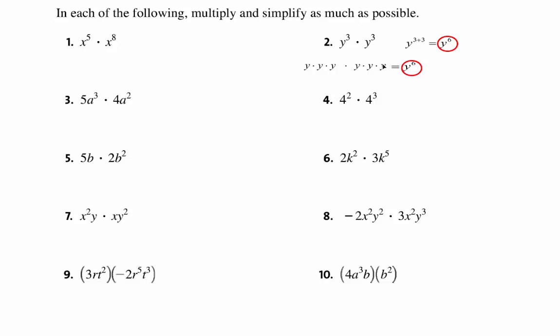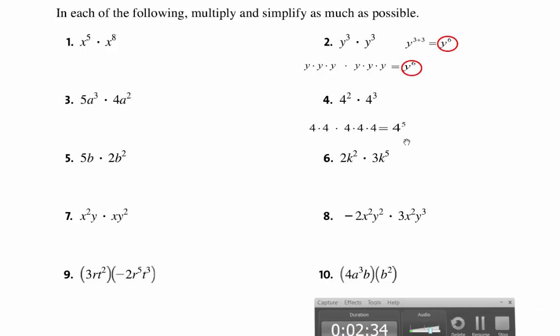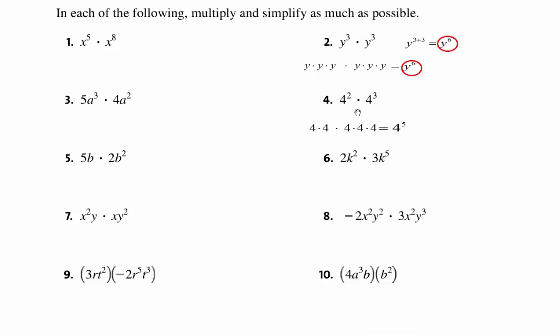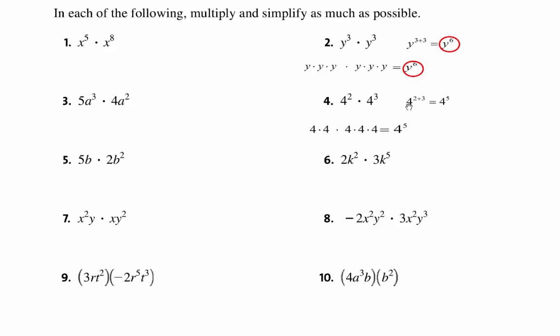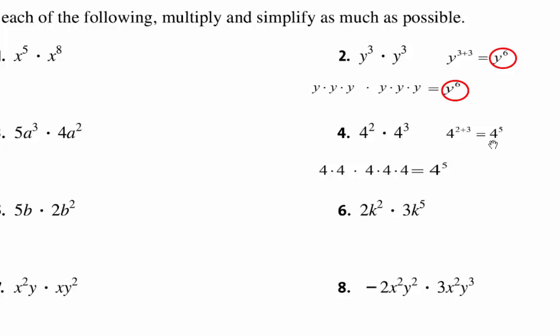When I look at number 4, it's similar to problem 2. The only difference is instead of y, we now have a base of 4. So we can think of this as 4 squared, or 4 times 4, times 4 times 4 times 4. So I have a total of 5 4s. So this would be 4 raised to the 5th. And again, we could always just use our formula that says when we have the same base, we add the exponents. So our exponents are the 2 and the 3, so we have 4 raised to the 2 plus 3, or 4 raised to the 5th.